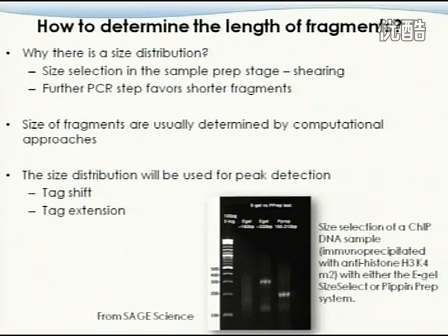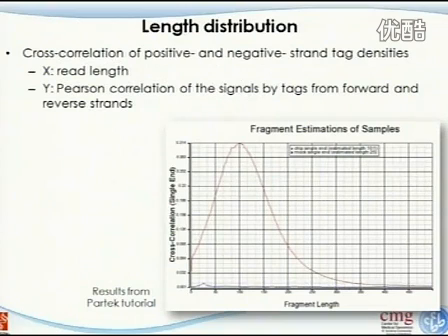And as the earlier slides mentioned, when you do the peak detection, why are we concerned with this? Because when you do the peak detection, both tag shifting and tag extension need you to know how long your DNA fragments are, right? For tag shifting, you want to shift half of the size of the DNA fragments. For tag extension, you want to extend the entire size. And actually, the way to do this is very, very simple.